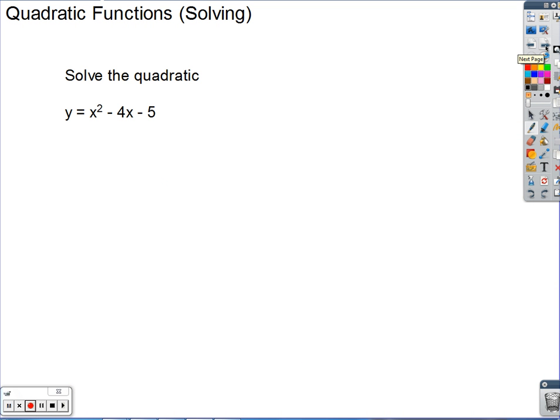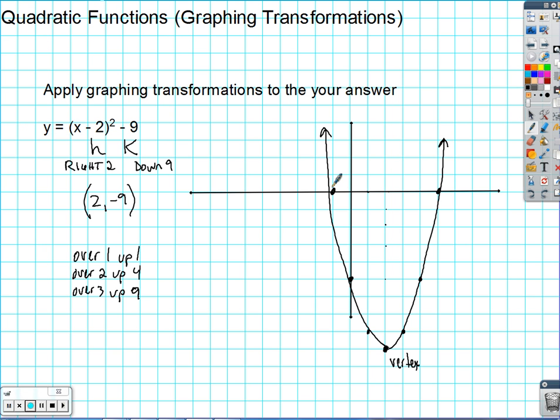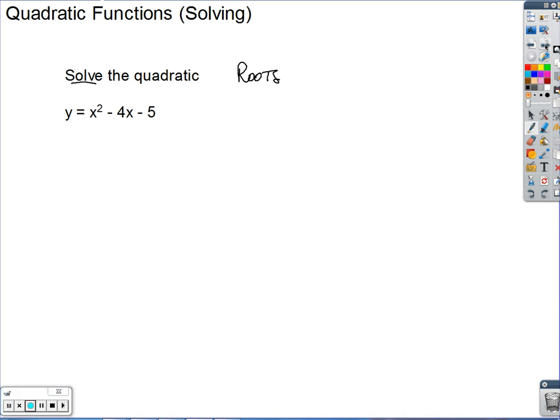Solve the quadratic equation. So here we're looking for the x-intercepts. Anytime you see solve, we're looking for the roots of the quadratic. Okay, now I realize the previous problem we have the graph. We can figure out what the roots are. Okay, but I need you to be able to do that by hand as well. Okay. So best way to find the roots of a quadratic is to factor it.